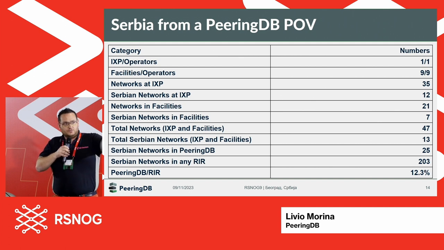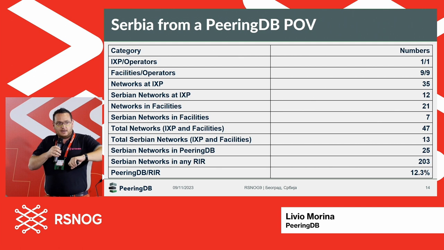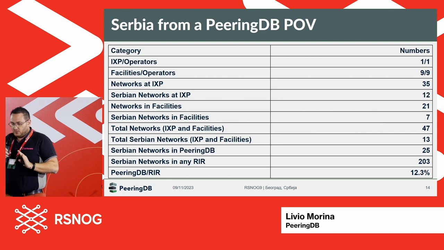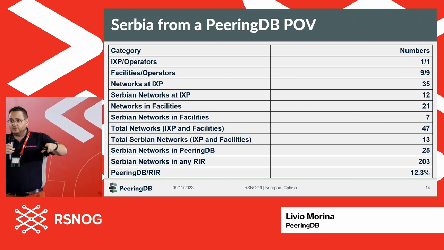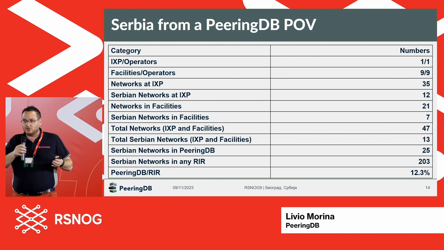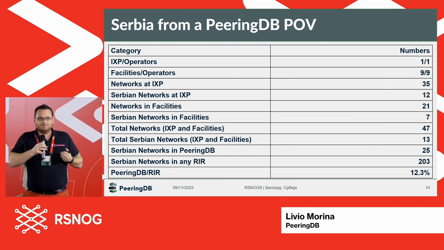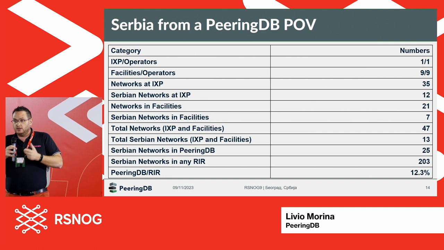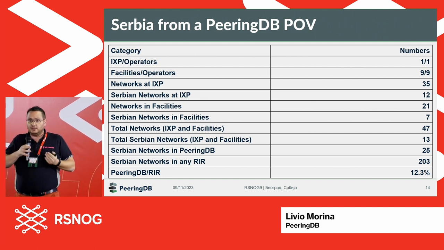But I want to go to the last three lines. There are 25 Serbian networks in PeeringDB. But on the RIRs, so RIPE and also ARIN, other RIRs around the world, there are 203 AS numbers. So only 12% of the networks that are active in Serbia are on PeeringDB, and this is a very low number. If we compare with Greece, where I was last week for RSNOG, or Italy, there are around 40% of the networks.